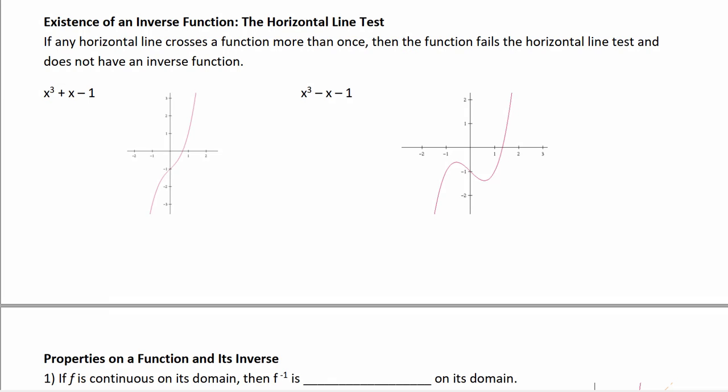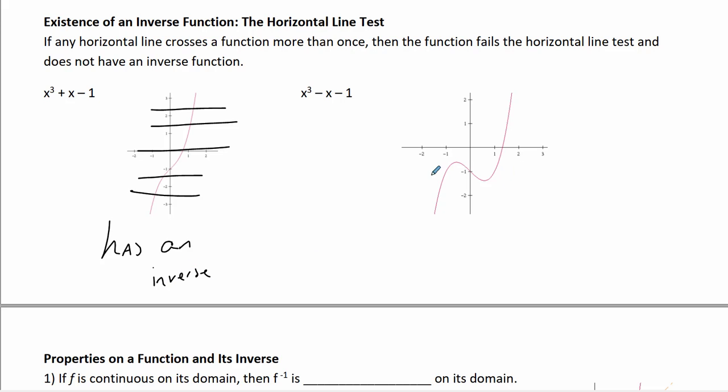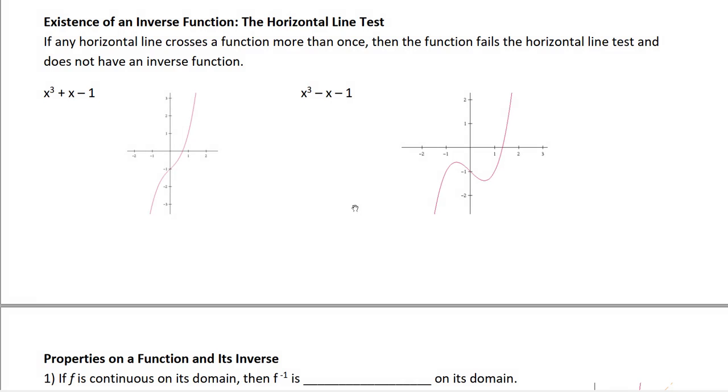Existence of an inverse function: the horizontal line test. Remember, we had a vertical line test to determine if a relation is a function. The horizontal line test is if you draw horizontal lines through the graph. If it only touches the graph once, then the function is going to have an inverse. So this one has an inverse. Pretty simple. If I draw a line through the function and it crosses two or more times, then this is not going to have an inverse function. Pretty self-explanatory there.